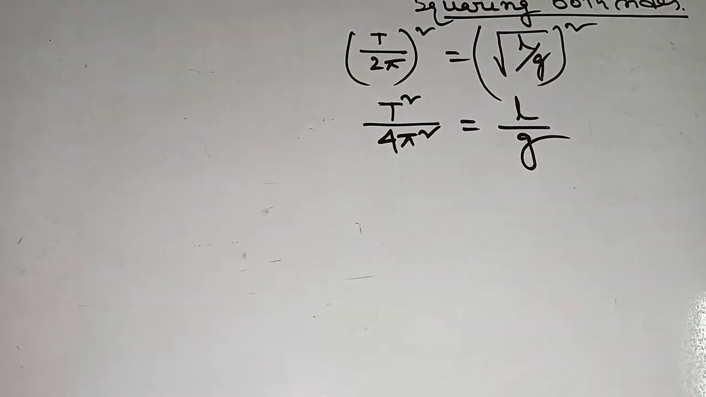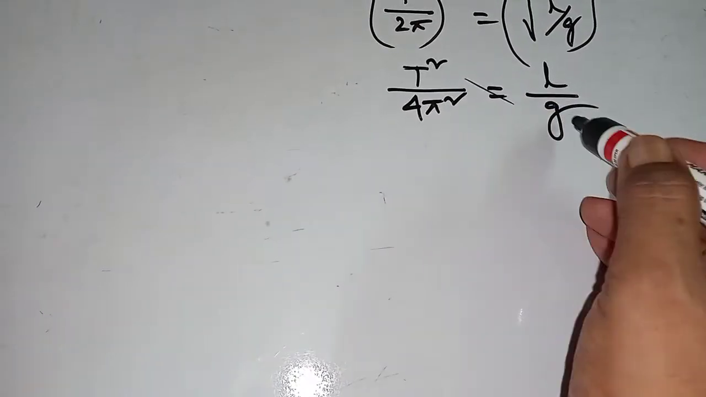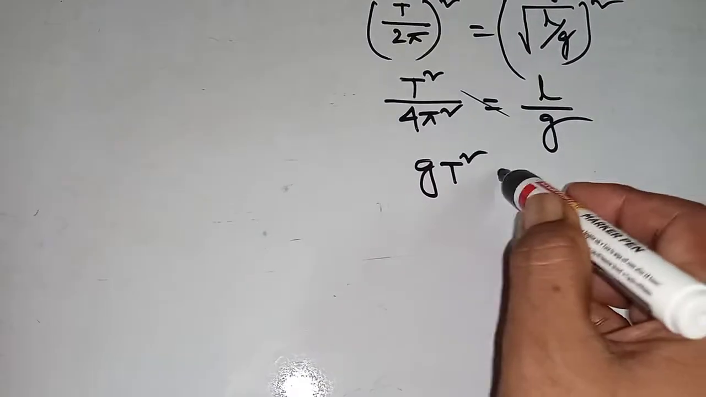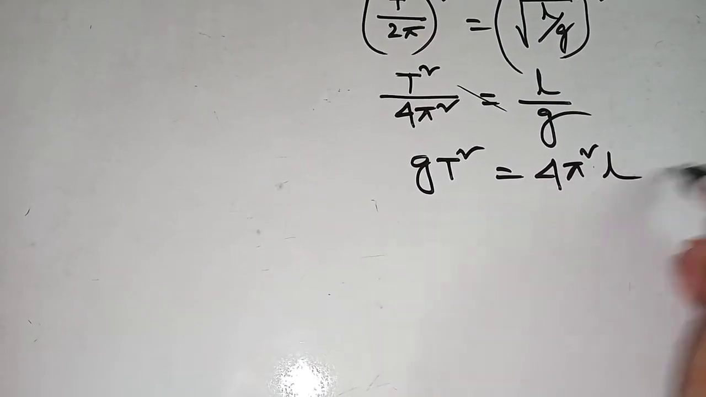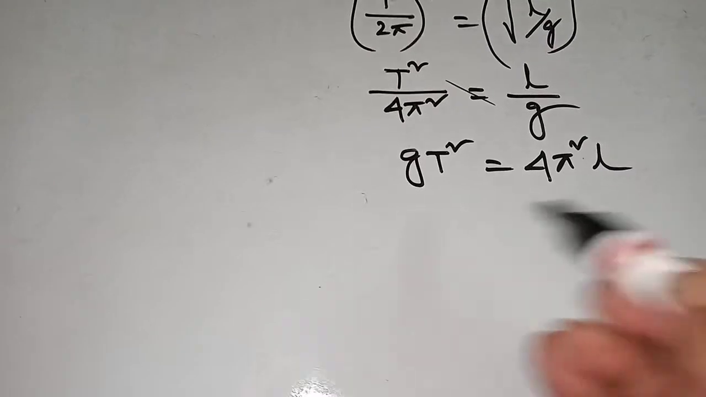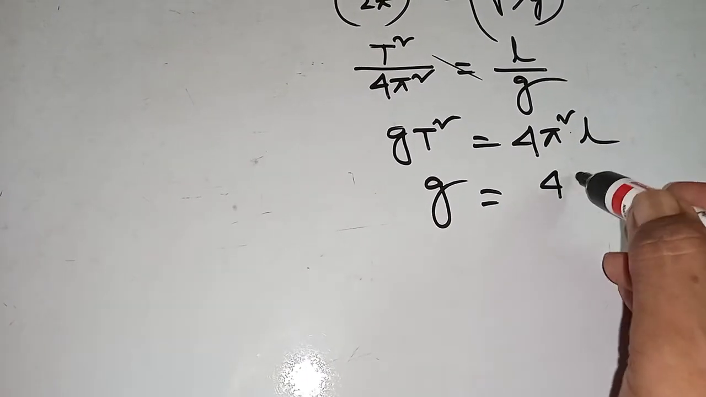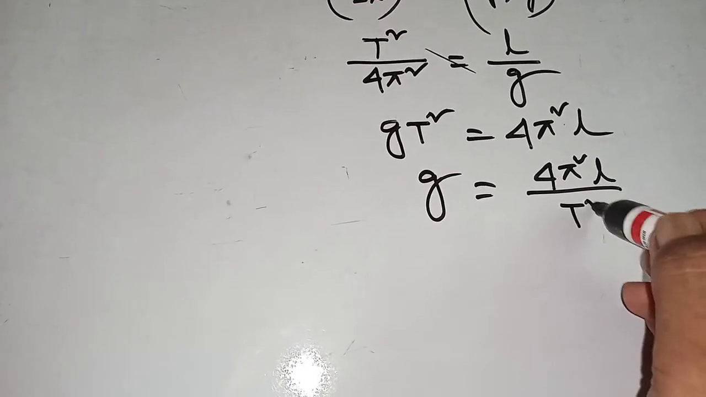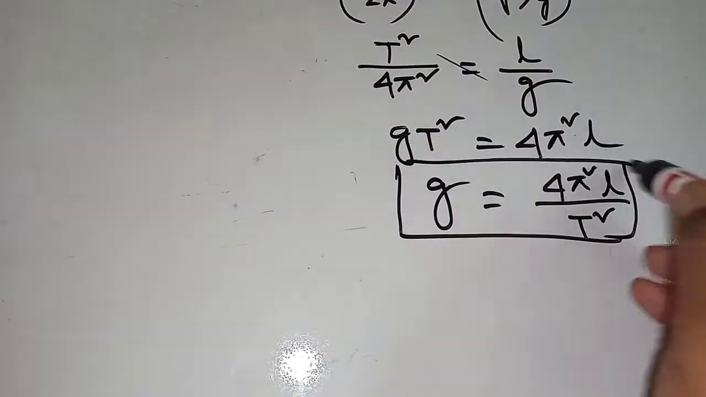Okay. Now cross multiplication, this into this, because we find G as the subject. G T square equal to 4 pi square L. Now easily G equal to 4 pi square L by T square. This is the subject of G.